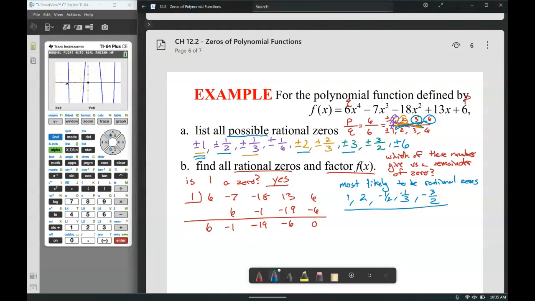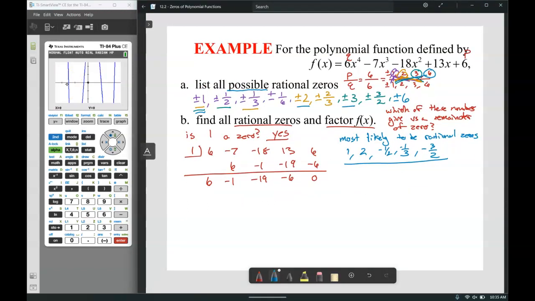So we can use this as a list for synthetic division. And we're going to go through these and factor to see which ones give us the remainders of 0. Well, we already did it with 1. We know that 1 works. And so we know that 1 is a 0. Now we can go through and we're going to check 2.